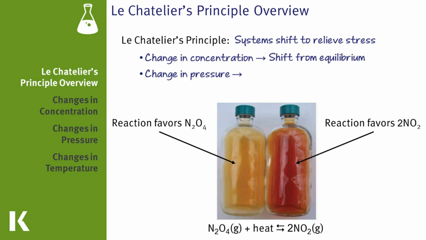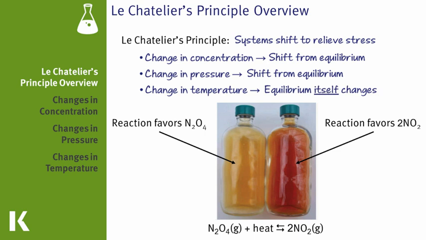What about changes in pressure? Again, there will be a shift in equilibrium, and the system will have to readjust. The last change that we will look at in this video is what happens when we change the temperature of a system by either heating or cooling. With a temperature change, the reaction doesn't shift from equilibrium. Equilibrium itself changes, because remember, the equilibrium constant is temperature dependent.